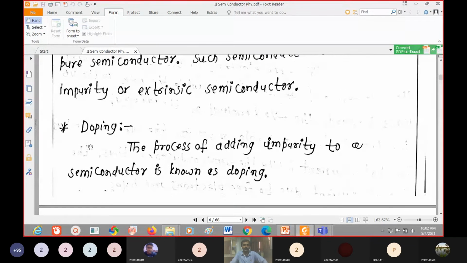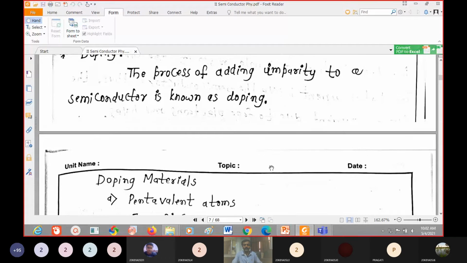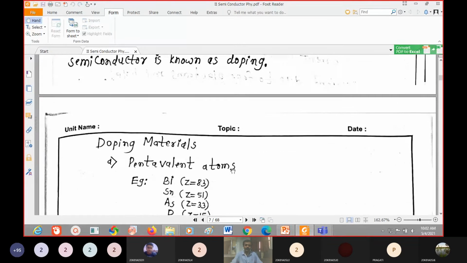Now, what is the definition of doping? The process of adding impurities to a semiconductor is known as doping. That means in doping we add very small impurities: for a million pure semiconducting atoms, we dope only one impurity atom. So the doping concentration is very small.